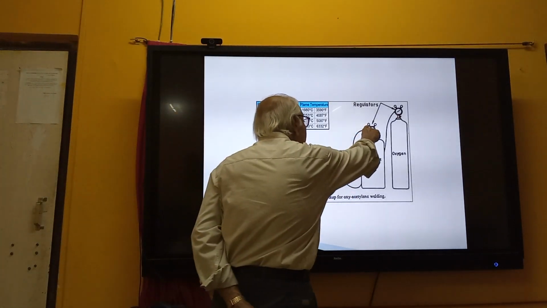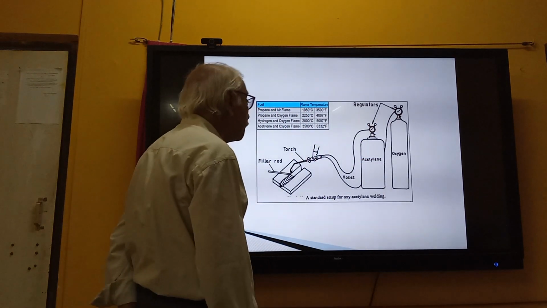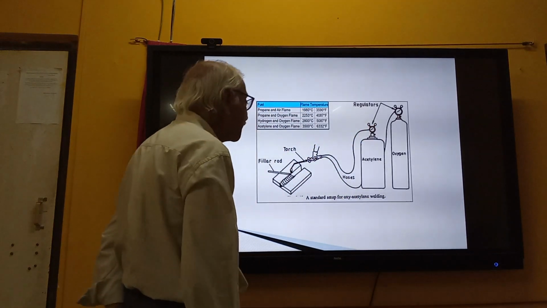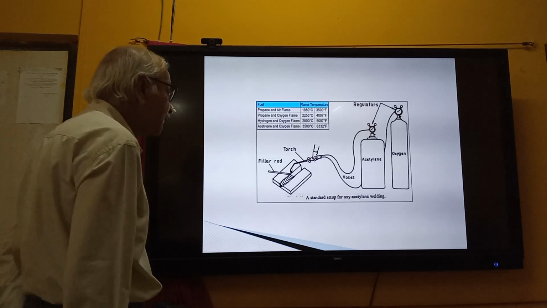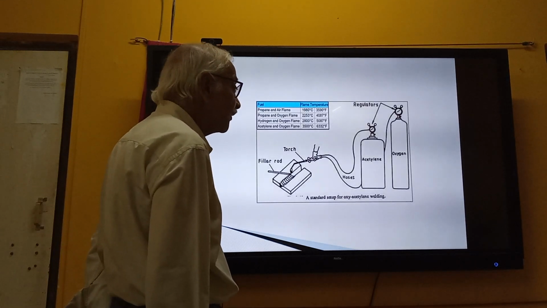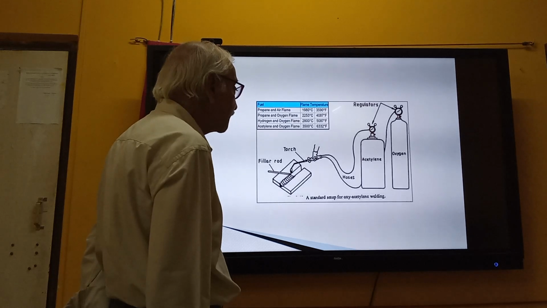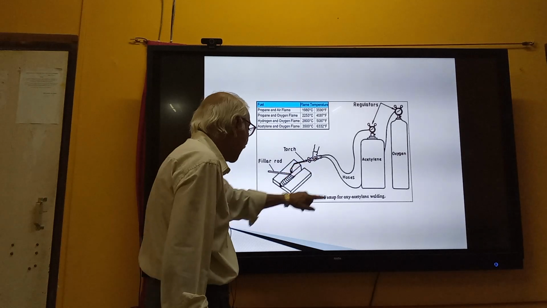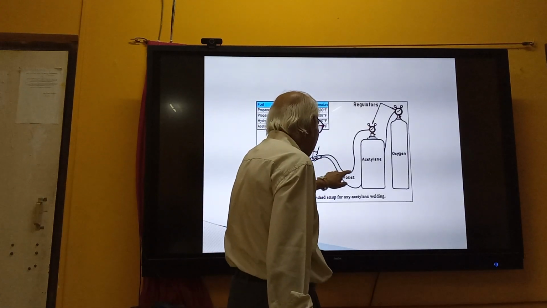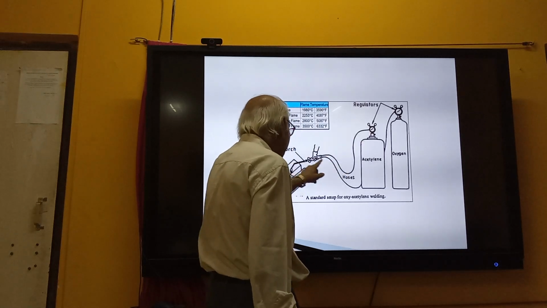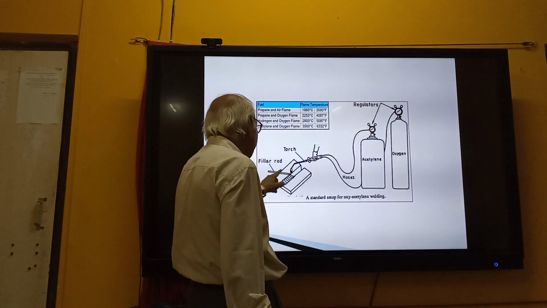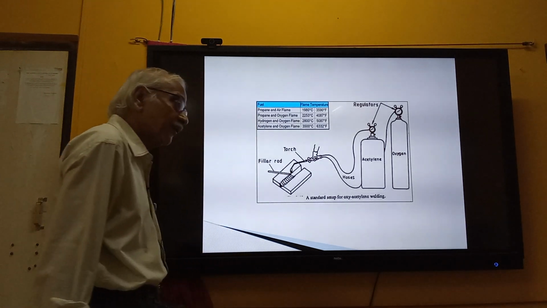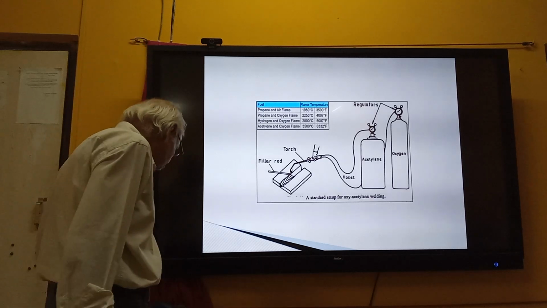Now you can see that on top of these valves, there are two pressure gauges fitted. This is one pressure gauge and this is another pressure gauge. The first one reads the pressure inside the cylinder, and the second one reads the pressure at which the gas is released. Now the same torch is shown here, held in the hand, and the rubber hoses are connected to this torch so that oxygen and acetylene come to this point. We burn it, and sometimes we may need a filler rod, and the heat is generated in the flame and the welding is done.